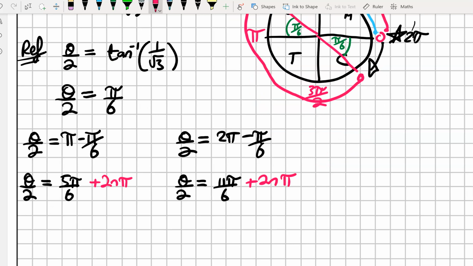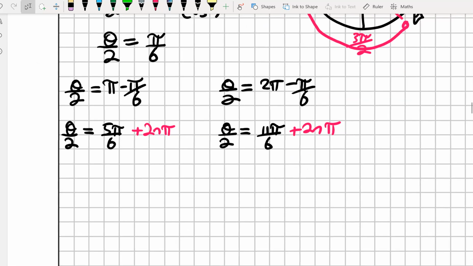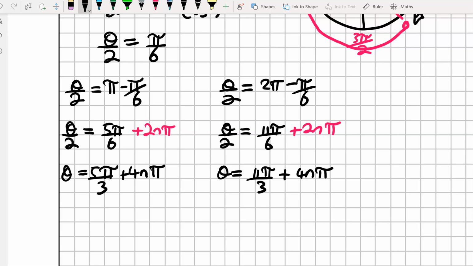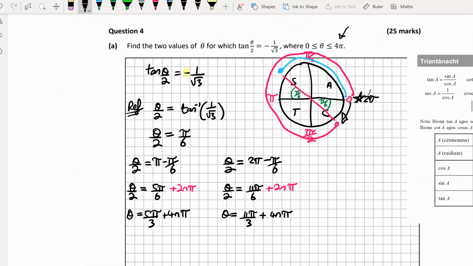Once we get our 5 pi over 6 and 11 pi over 6, don't forget to add your 2n pi. And now it's at this stage that I can bring the 2 over, which is dividing the theta, to multiply. So once you have your 2 run across, your two values for theta are 5 pi over 3 plus 4n pi and 11 pi over 3 plus 4n pi.